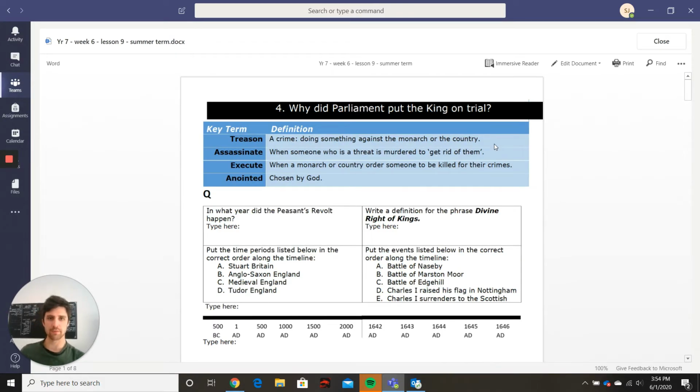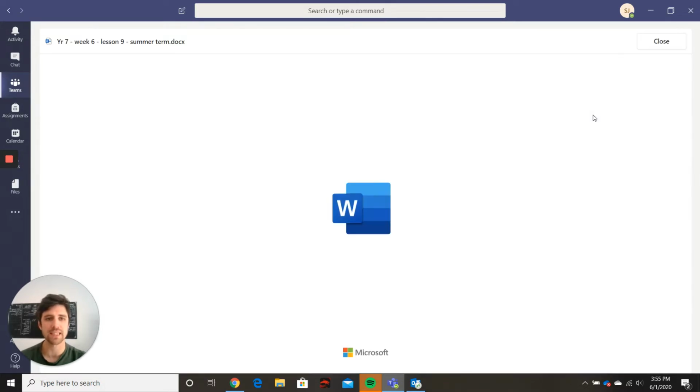As always, if you wanted to do this on paper, you could click print and do that. But the easiest way is to go edit in document. If you've got Word on your computer, you can click Edit in Desktop app. If you need help with uploading either printed work or work that you've edited on your desktop, then watch my video. It's in the description for this lesson. But the easiest way to do it is click Edit in Browser.